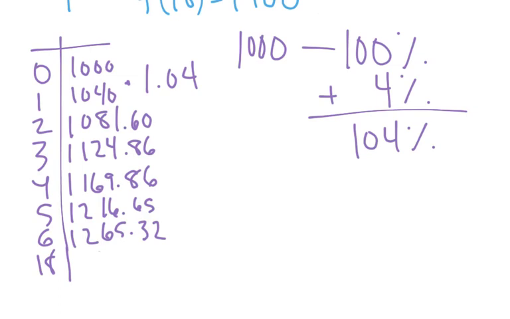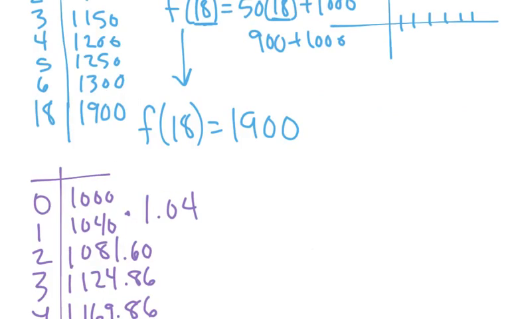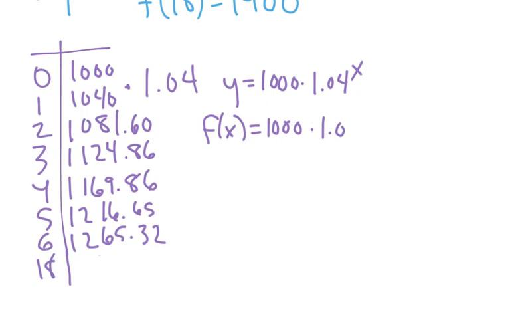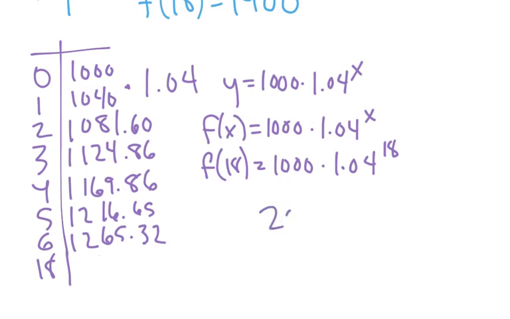But let's come up with an equation, okay? So that equation, same idea, would be y equals our start number, 1,000, times 1.04 to the x, okay? Or doing it with the f of x, same thing. So if we did that with 18, we get 1,000 times 1.04 to the 18th, okay? So we type that in our calculator, 1,000 times 1.04 to the 18th, and that would give us 2,025.82.